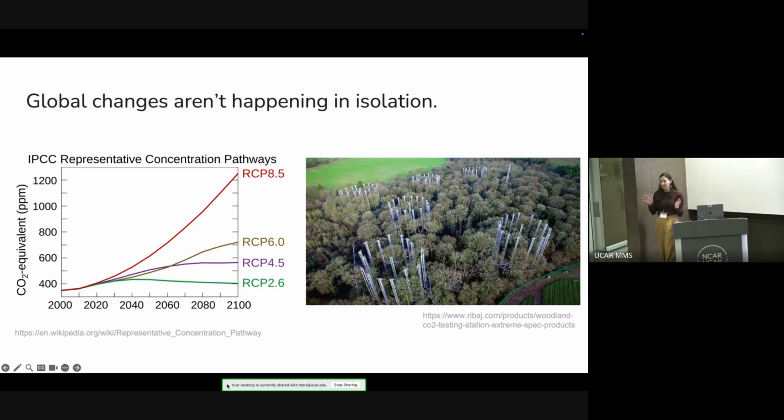But when we do these experiments out in the real world, they require immense amounts of infrastructure. And so this is a free air carbon dioxide enrichment experiment, or a FACE experiment. You can see that there's a huge amount of infrastructure to try to elevate CO2 in this forest. And so running these experiments is very expensive and difficult, and so we don't have a lot of them.